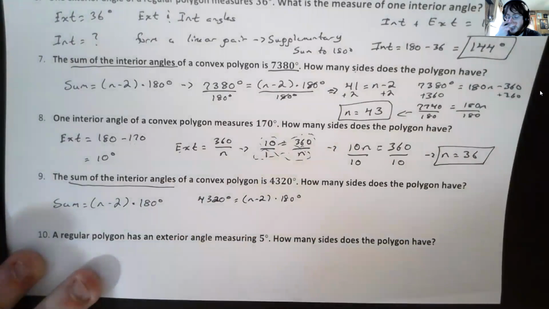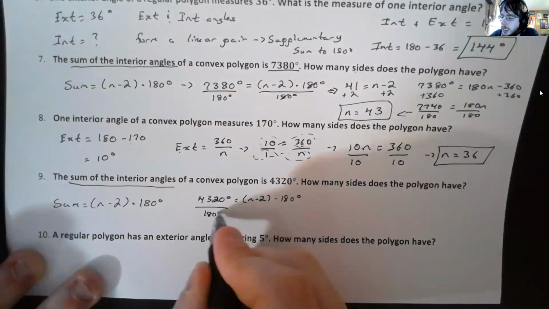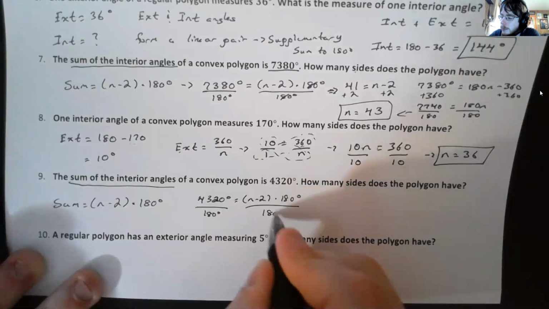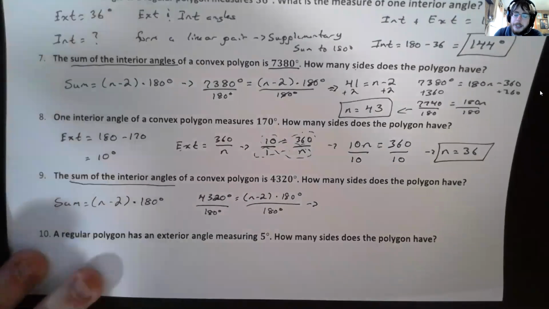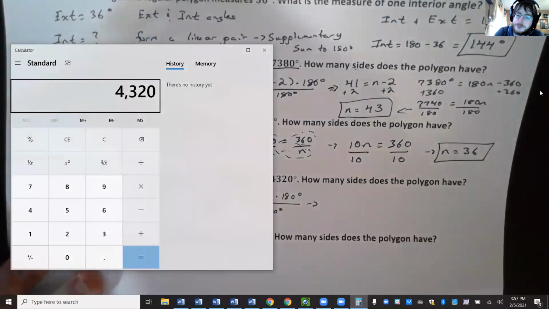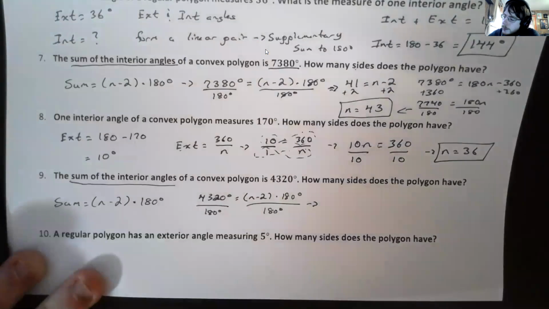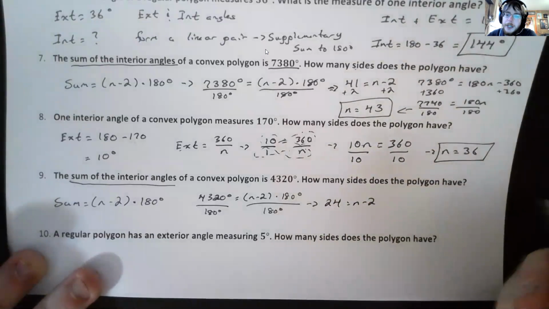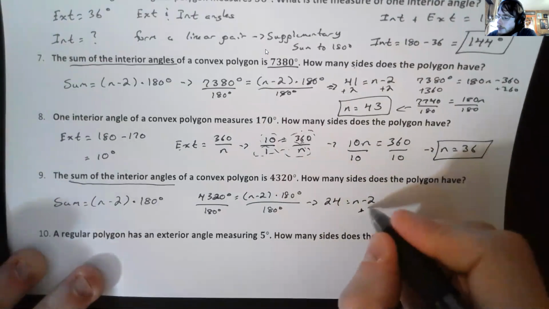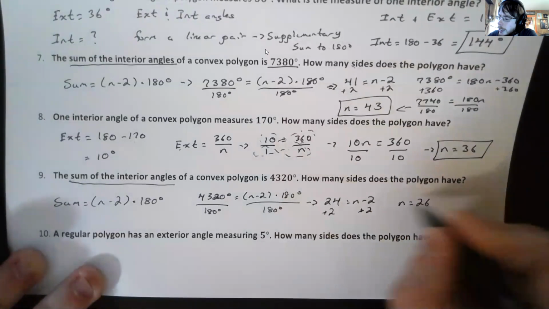I'm going to solve it by dividing by 180 first, which we can do. So we're going to divide both sides by 180. And if you take 4,320 divided by 180, you get 24 equal to n minus 2. Add 2 to both sides, and you get that n is equal to 26.